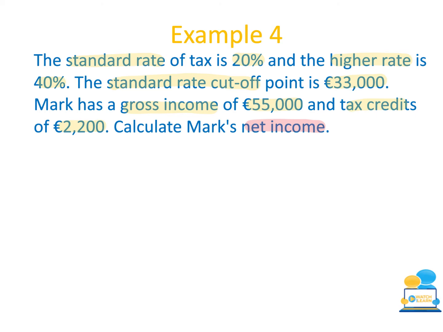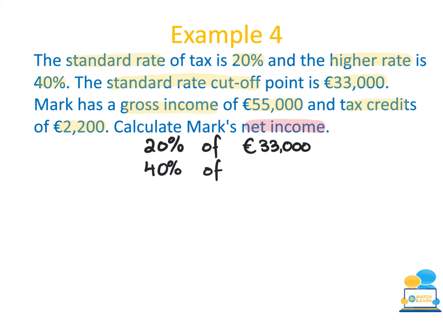Okay, so starting off this question again, I would say that he has to pay 20%, the standard rate of tax, on all of his income up as far as 33,000. So you know that you're paying a standard rate of 20% tax on 33,000. Then you have to pay the higher rate of tax, 40%, on everything else that you earn after 33,000.